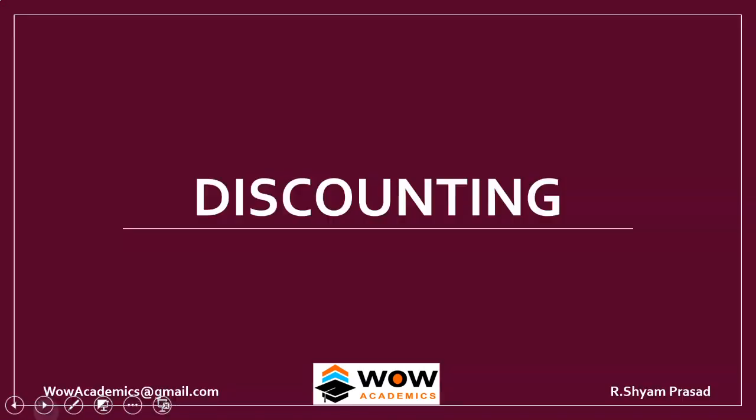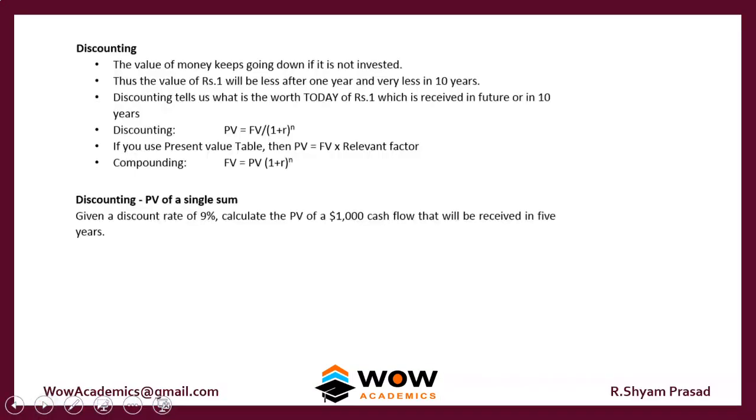We'll move on to the next problem. The next problem is called discounting. Discounting is a very important concept, so ensure that you understand this concept really well. So we'll start here. The value of money keeps going down if it is not invested. Why is it so? It's because of inflation, we can say. Because of inflation, the money keeps on going down. Thus the value of rupee 1 will be less after 1 year and very less in 10 years' time. So every year the value of money keeps on going down. Discounting tells us what is the worth of 1 rupee which is received in future or in 10 years' time.